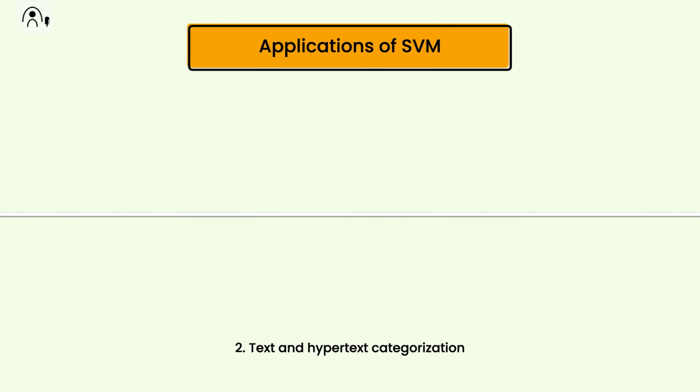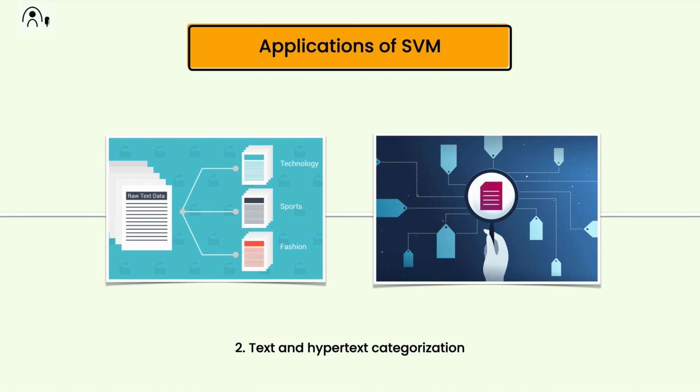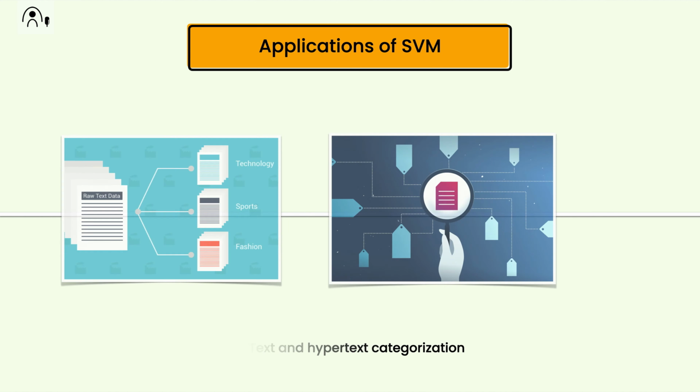Text and hypertext categorization. SVM allows text and hypertext categorization for both inductive and transitive models. They use training data to classify documents into different categories. It categorizes on the basis of the score generated and then compares with the threshold value.